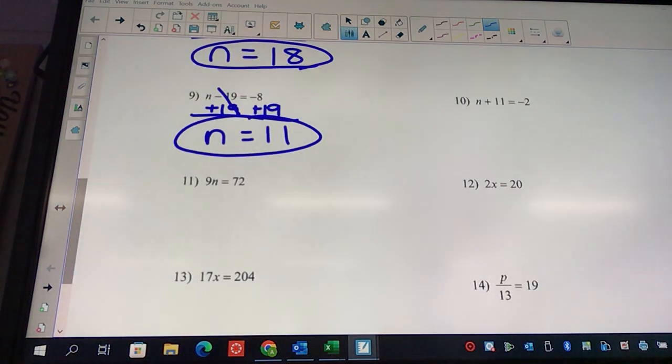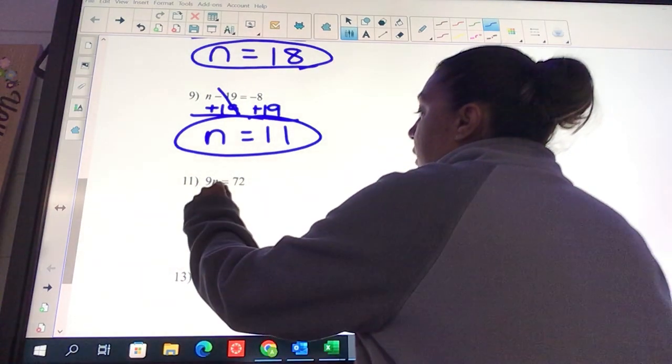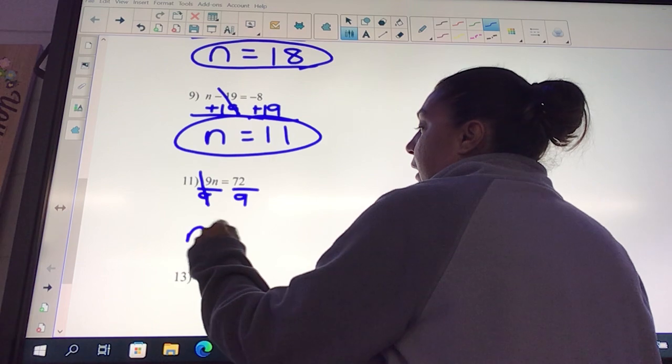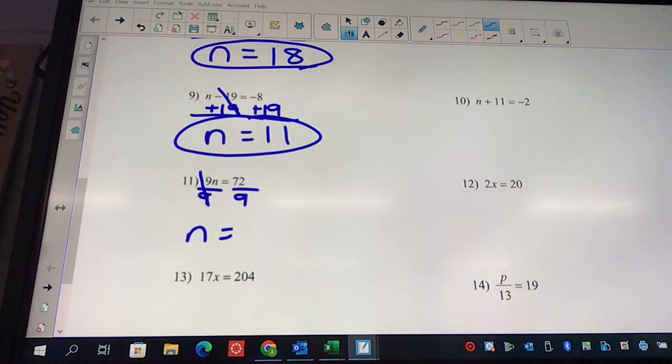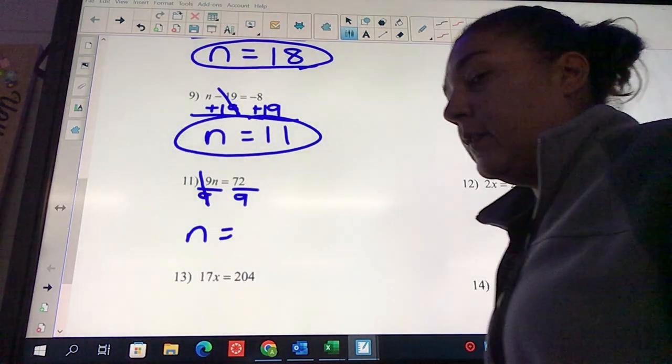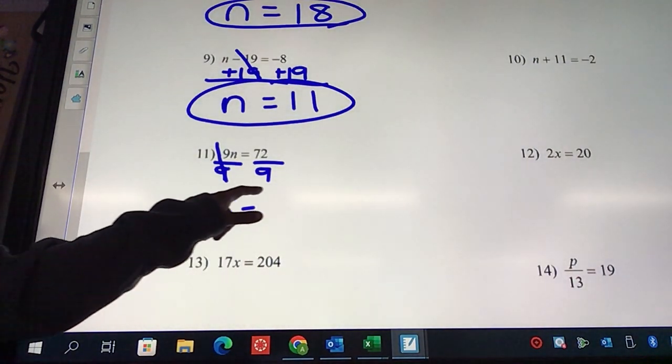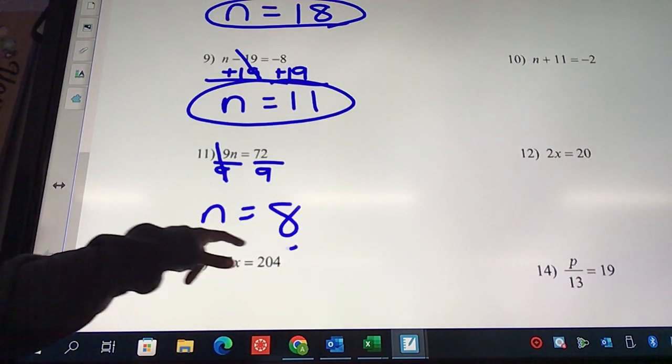Okay, 11. I got 9n equals 72. See how the 9 and the n are right next to each other? So what does that mean? It means multiplication, so we need to divide. So you're going to divide by 9. So you got n equals, what is 72 divided by 9? 8. Somebody agree?